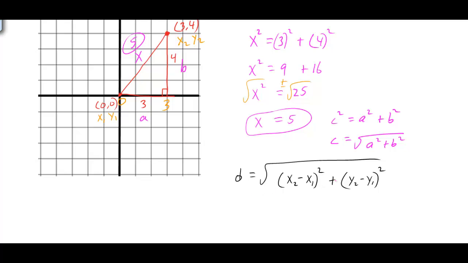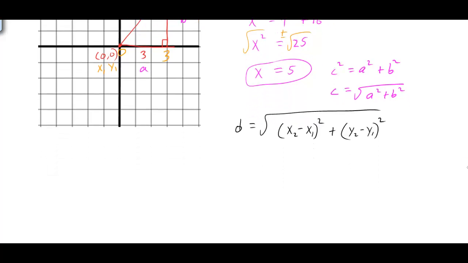So we just set it up. If you're trying to find the distance between 2 points, it's just going to be your x-coordinate subtracted squared plus your y-coordinate subtracted squared, and then you take the square root, and that will give you the distance.